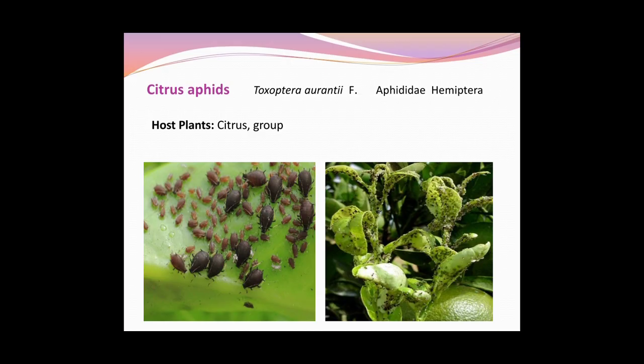The next sucking pest of citrus is citrus aphid, that is Toxoptera aurantii, and it belongs to family Aphididae and order Hemiptera. Then the host plant of the citrus aphid is citrus and the citrus group. So these are the aphids on a citrus.